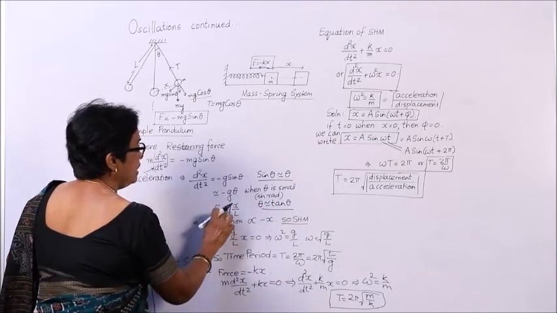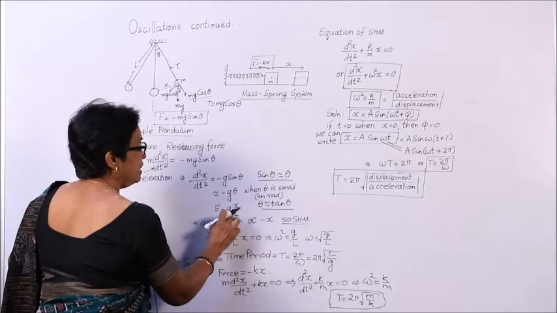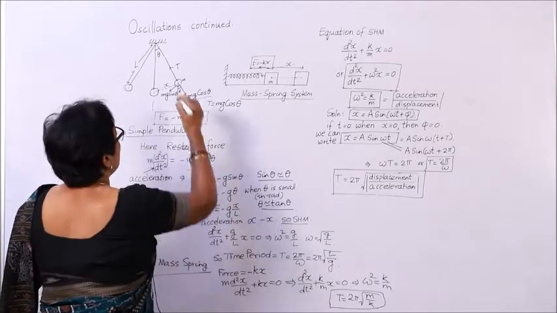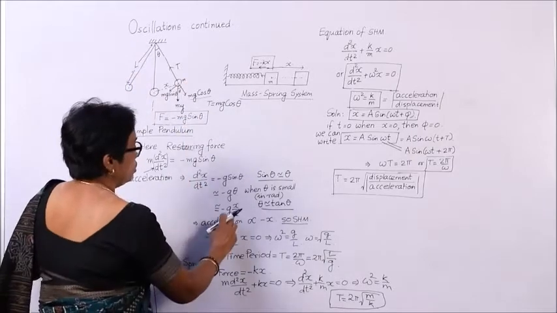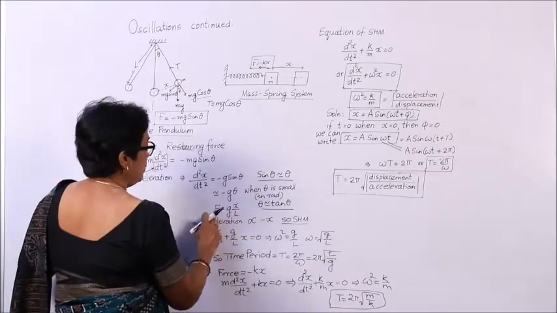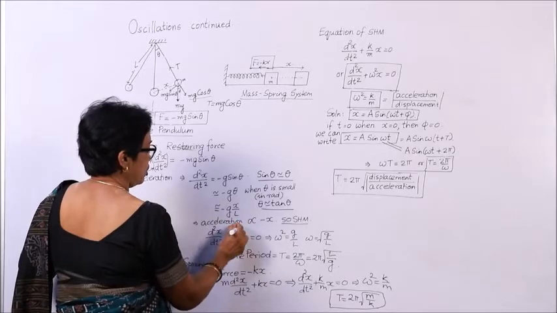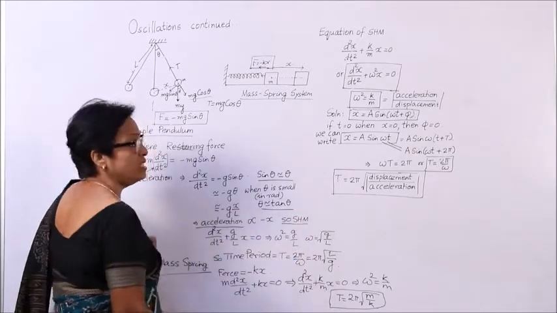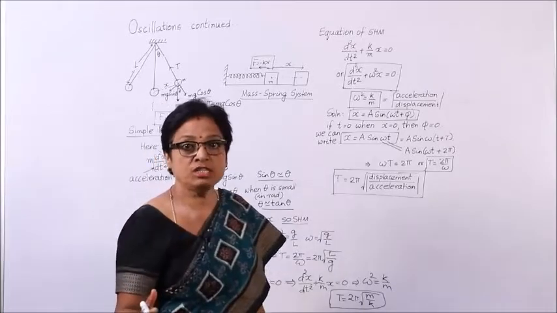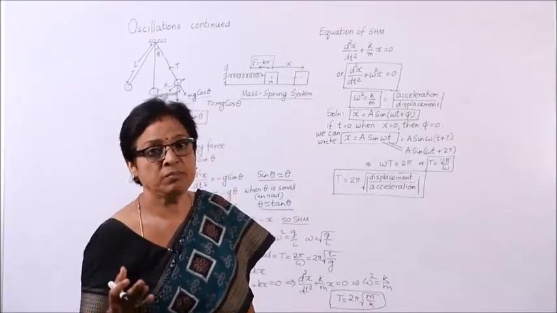That means, g is constant, acceleration due to gravity, L is the length of that string to which the simple pendulum is attached. I have shown it here. So, g by L are constant. That means, acceleration is proportional to minus x. So, this is SHM, it is proportional to the displacement, it is towards the mean position.